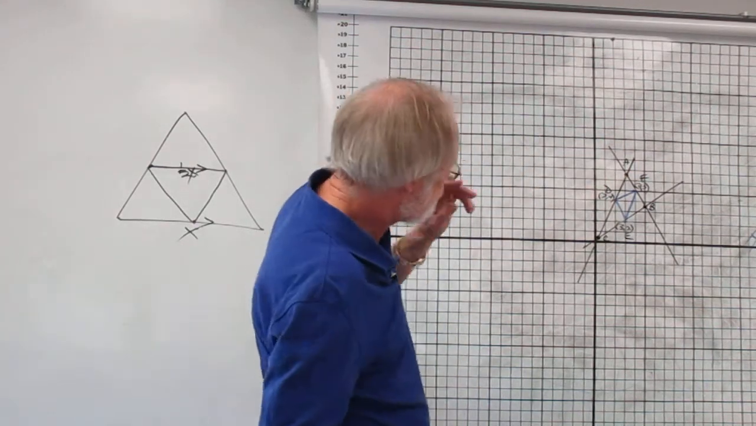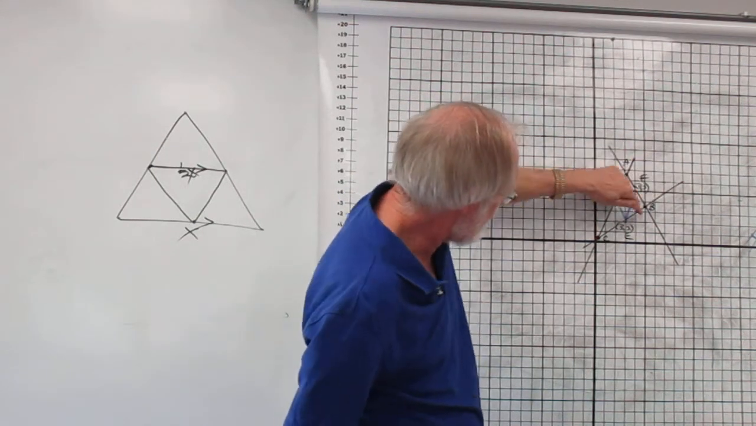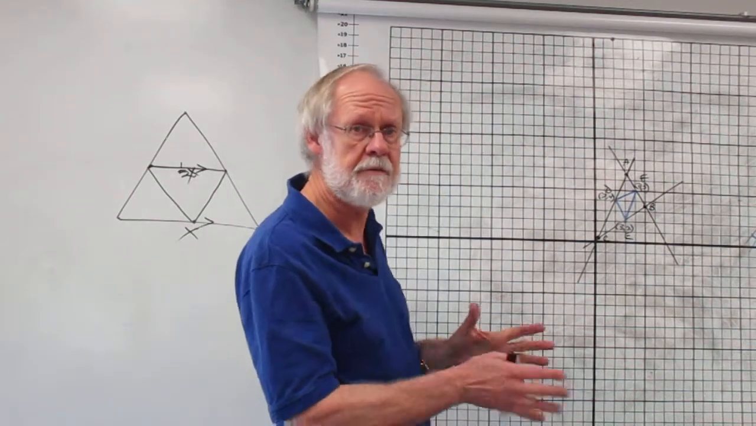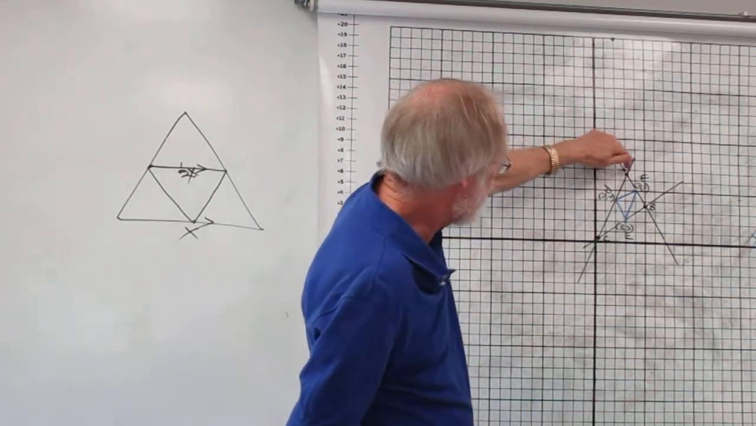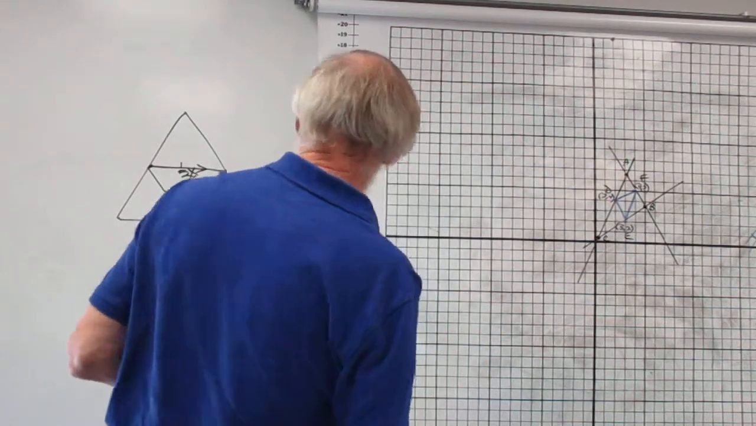To do that, I'm going to find the equations for each of these 3 lines, the black lines out here, and when I put them together, solving simultaneously, I will find the coordinates of point A, point B, and point C. So I'll show you how that works.